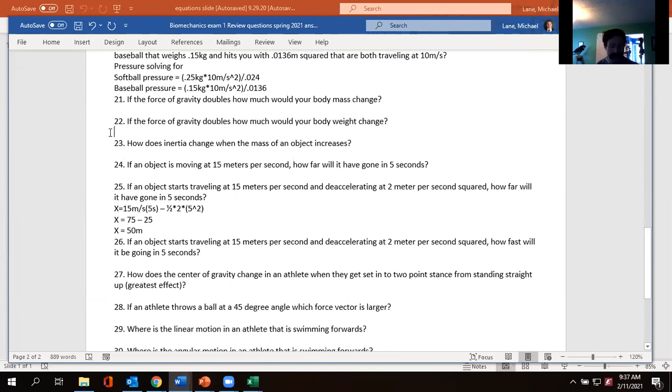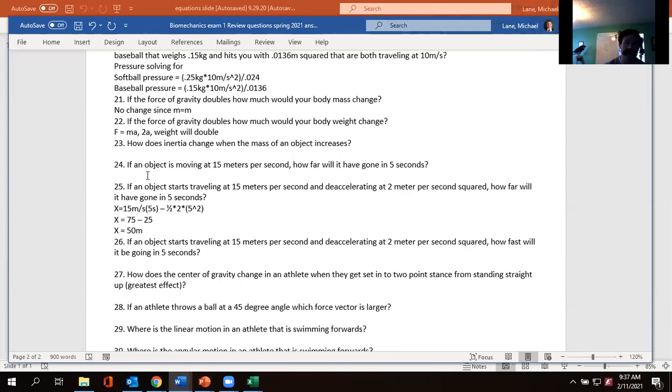Okay, so force equals mass times acceleration. So now if gravity doubles, that means essentially acceleration is going to double. So your weight will double. Whereas here, no change, since mass is always going to be equal to the mass. That won't change. So is there ever a time that mass changes? Yeah, if we add to the mass of an object. Okay.